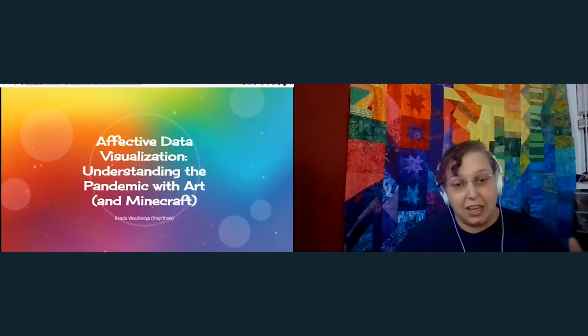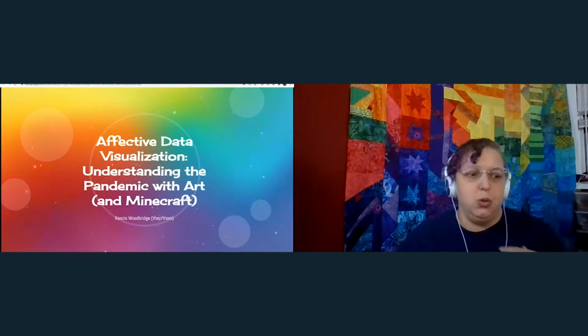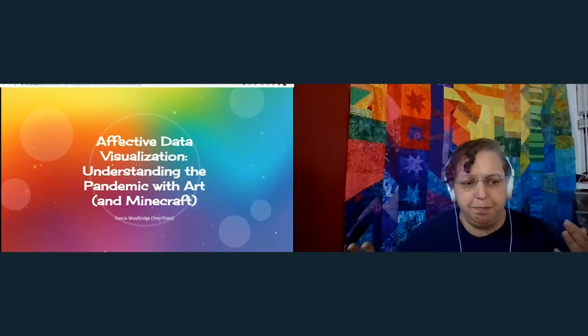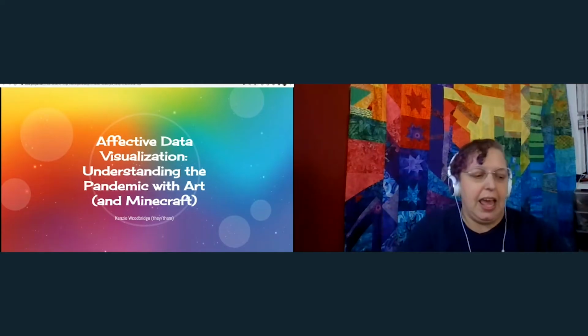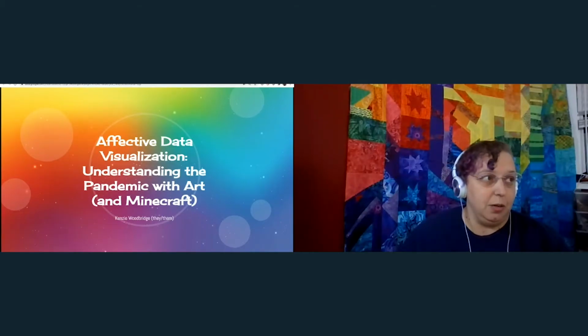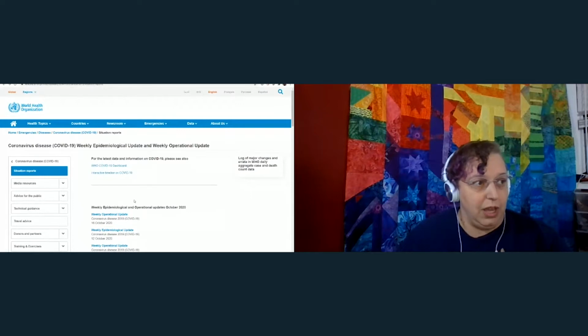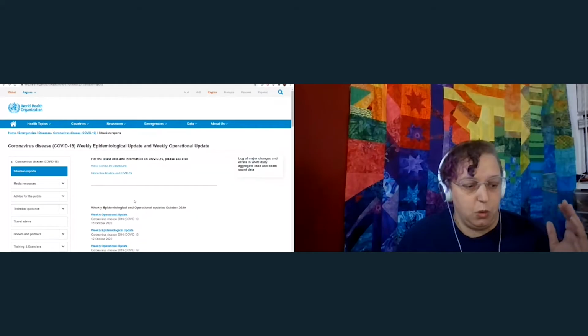So data is great, but numbers are hard to really understand in the abstract. They are just an abstraction, and numbers, even good numbers, even numbers provided in a really useful format. These are the numbers that I rely on heavily: the daily and now weekly situation reports from the World Health Organization.